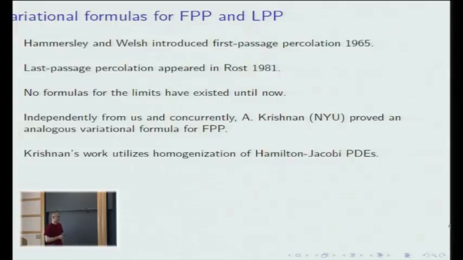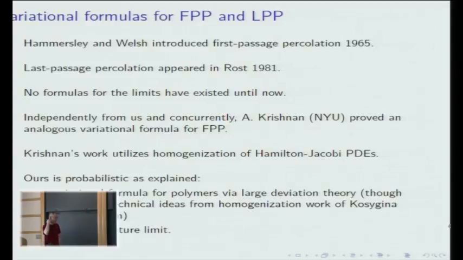And then it happened independently twice, distinctly. Unbeknownst to either of us, Arjun Krishnan, a grad student of Raghu Varadhan, was developing an analogous variational formula for first passage percolation. And we finished our works at roughly the same time, and nicely, since he's a student, his was 2 weeks before ours, so that was I think the proper order of things. But the two works are entirely different, actually. Well, not entirely, but fairly different. Krishnan really relies on the homogenization of Hamilton-Jacobi PDEs, and as I mentioned, we come from the probability side, from large deviation theory. Although we do also borrow some technical ideas from Elena Kosygina's and Raghu Varadhan's homogenization work.